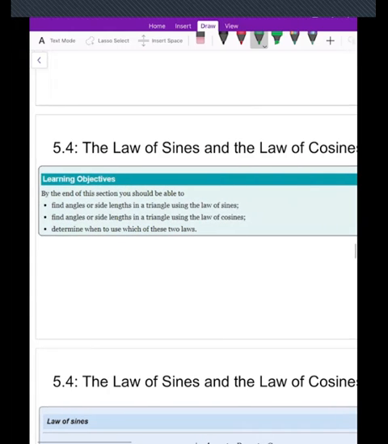Okay, guys, welcome. Today we're going to talk about the law of sines and the law of cosines. What we're going to look to do in this section is talk about how to find angles or side lengths for a specific triangle using either the law of sines or cosines, and then we'll finish up by going over some ways of when to use which one.